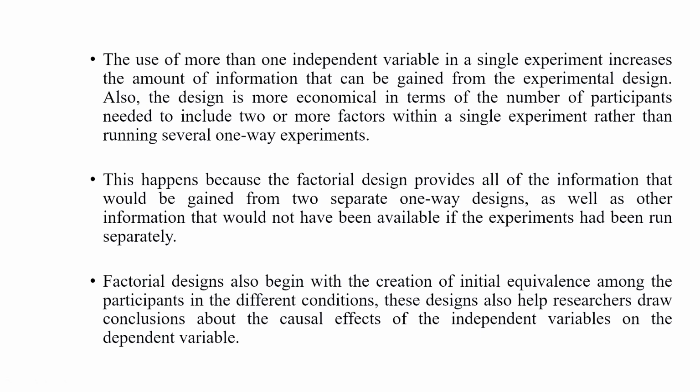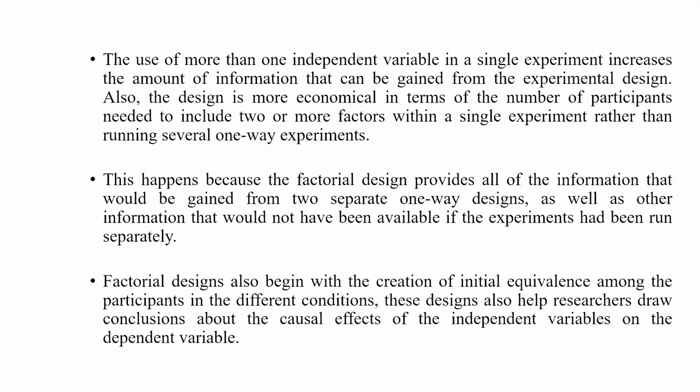So, this happens because factorial designs provide all of the information that would be gained from two separate one-way design experiments. So, you can study, let us say, mood state in a separate experiment, you can study type of video game watched in a separate experiment, but it also gives you how the mood state will interact with the type of video game that the person has watched. Factorial designs, just like previously one-way designs, also begin with the creation of initial equivalence among the participants across different conditions, and these designs help the researchers draw conclusions about the causal effects of all the independent variables that are involved in the design.